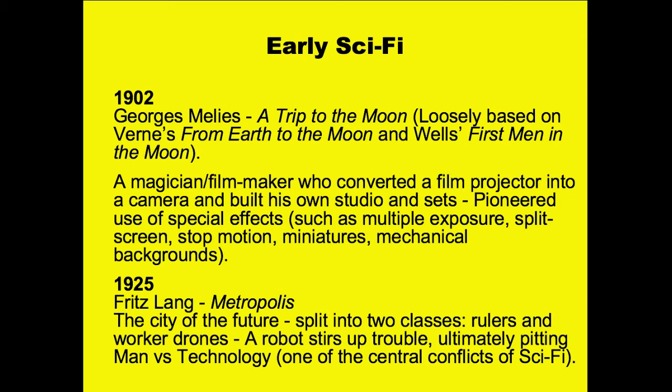And then 1925, we have Fritz Lang's Metropolis. This is a work of German Expressionism. We talked about that back with horror as well. So Fritz Lang was tied into that whole particular movement. And Metropolis is seen as one of our first high-tech city movies.